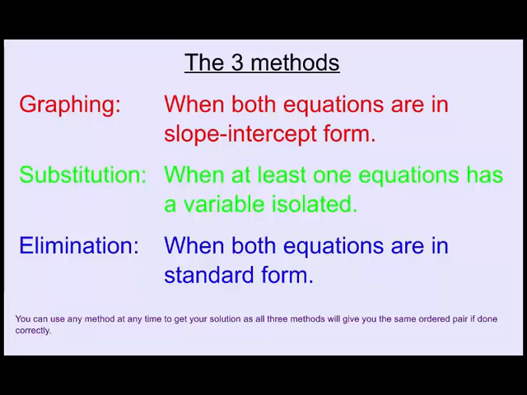If only one of the equations is given to you in slope-intercept form and the other one is in standard form or some other type of form, you would probably want to use the substitution method. And the elimination method is best when both equations are in standard form.